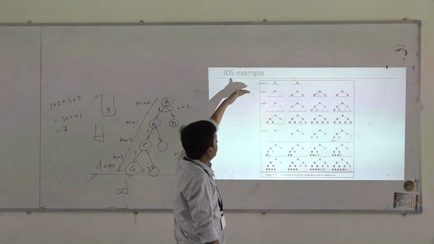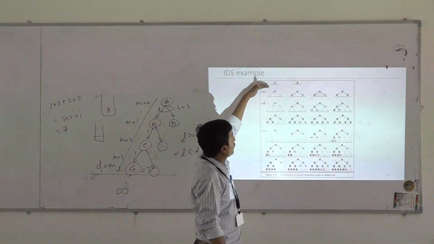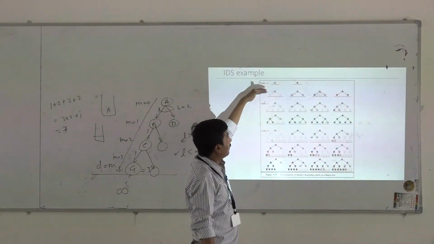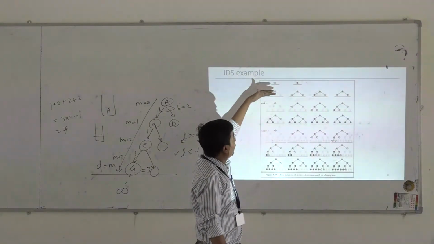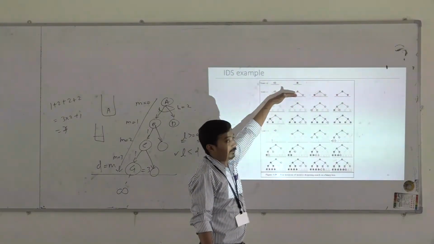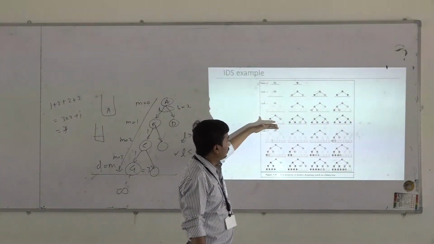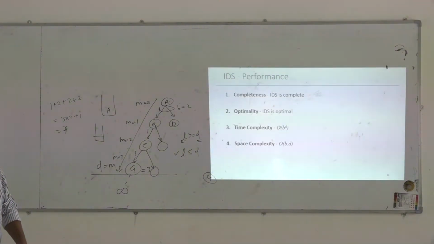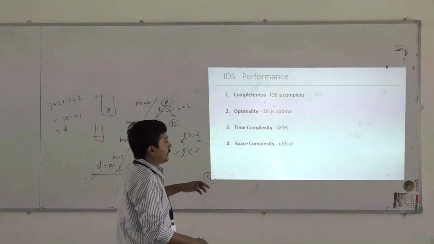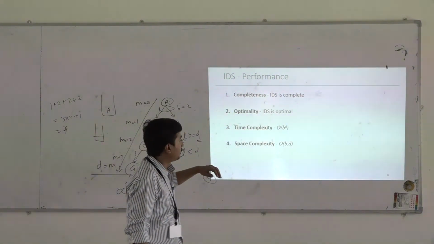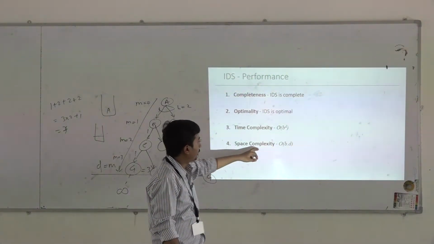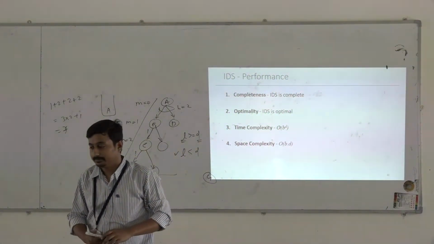Initially limit L will be 0, and we will expand only the root node. Then L will become 1. Now we will traverse to depth equal to 1, then depth 2, depth 3, and so on. So IDS is complete. It is optimal. The time complexity is b to the power d, and the best part is space complexity: it is linear.